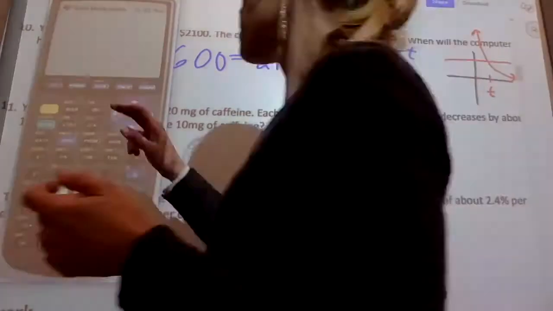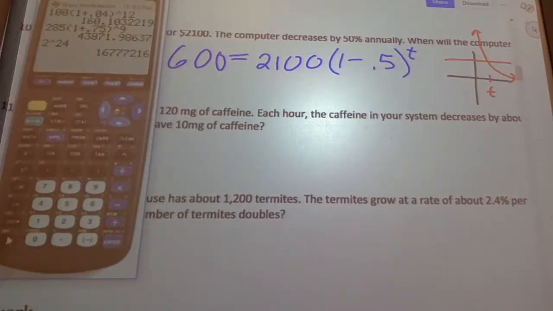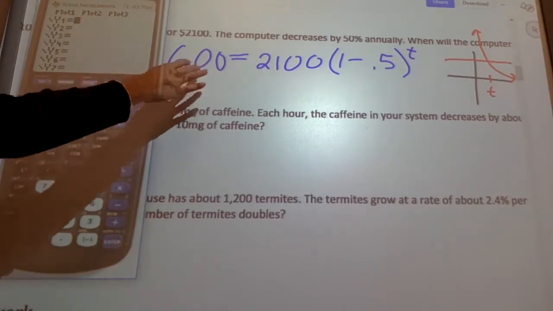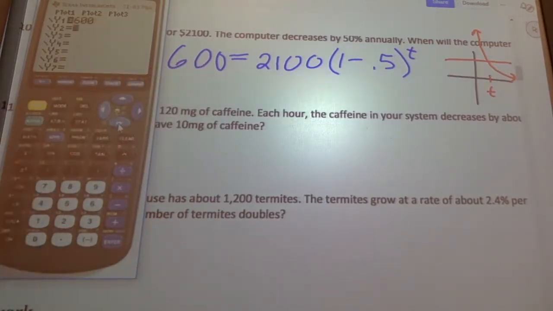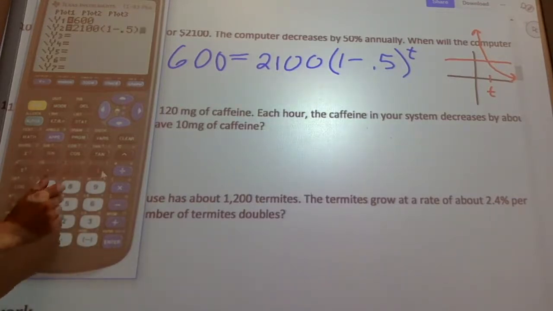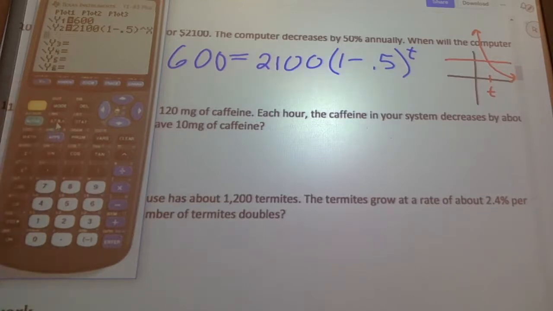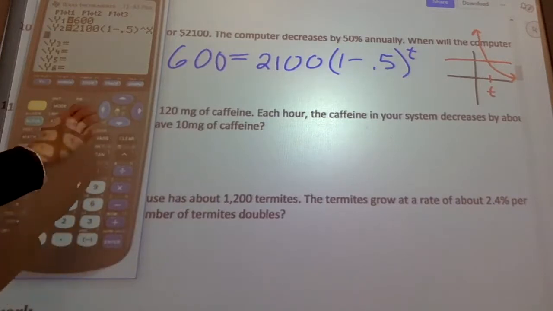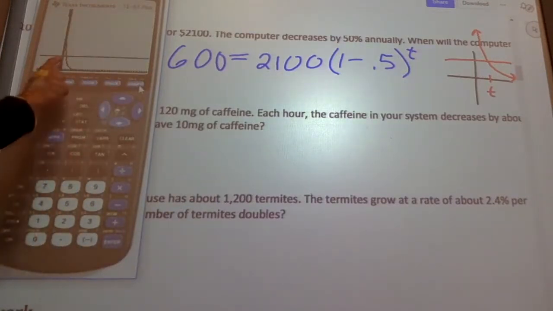Right? So you pull out a graphing calculator, and you want to go to your y equals. You need to put one of these into y1 and one of those into y2. For me, I'm just going to put 600 into y1, and I'm going to put 2100(1 - 0.5)^x into y2. You don't have to have 600 in y1, as long as you separate them, one into y1 and one into y2. It doesn't matter. Graph, okay, and see where this is intersecting.